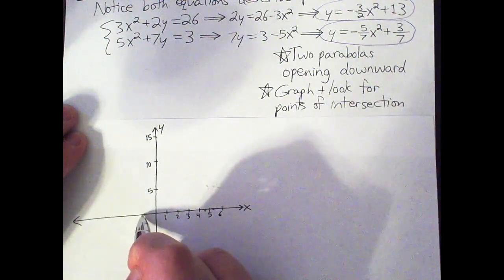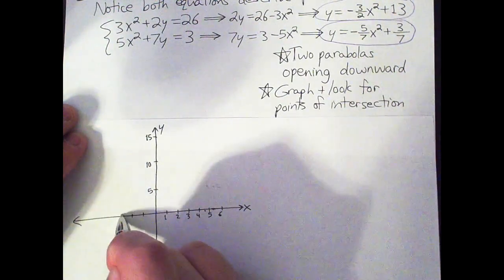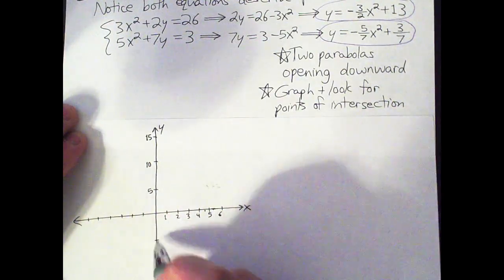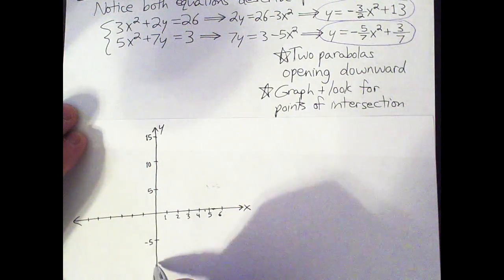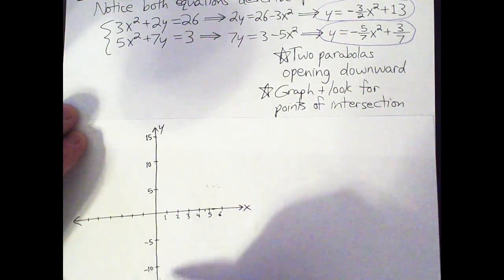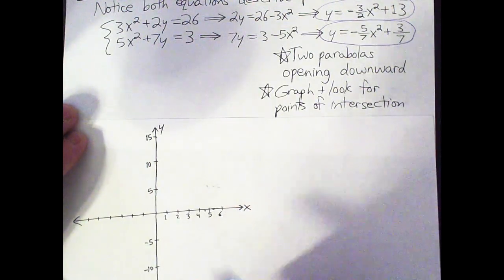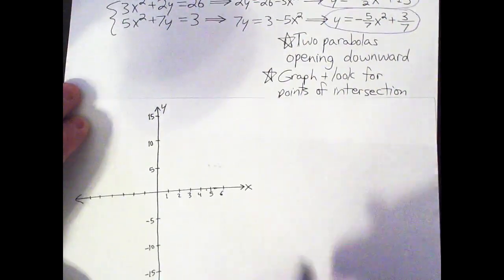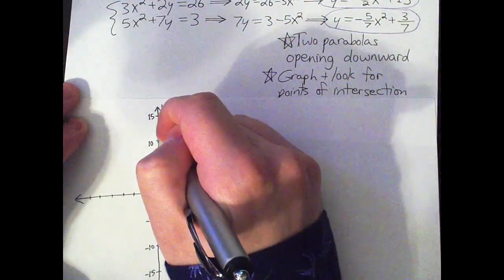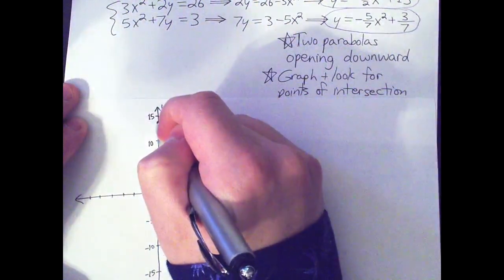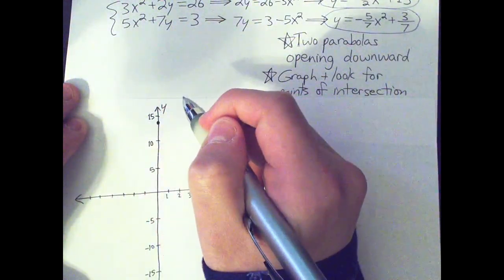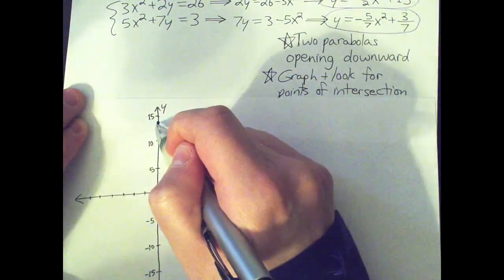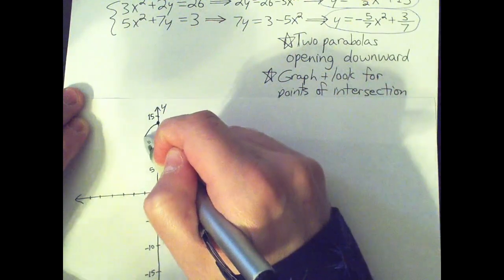That scale is going to work for us. All right. Down here, I'll go ahead and mark -5, -10, -15. All right, the one with the y-intercept of 13, it's up here, it opens downward, and it goes something like this.